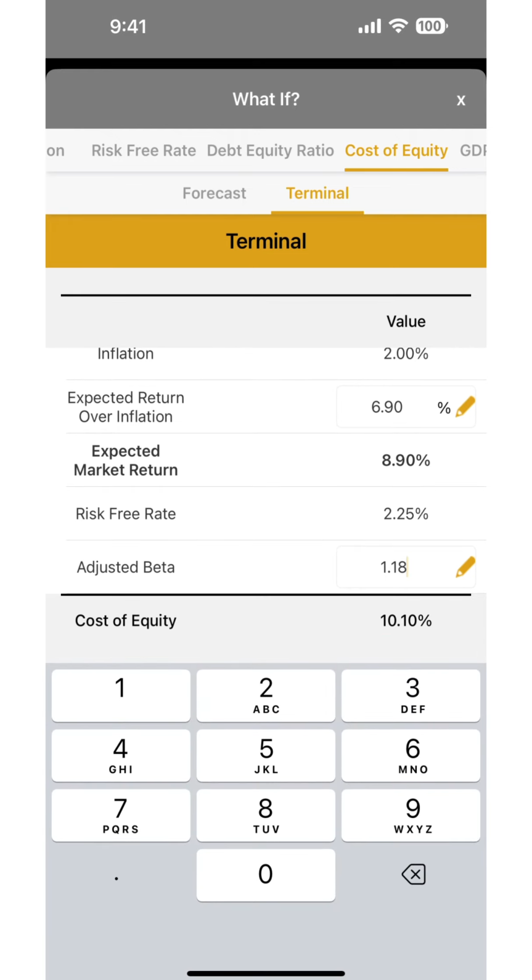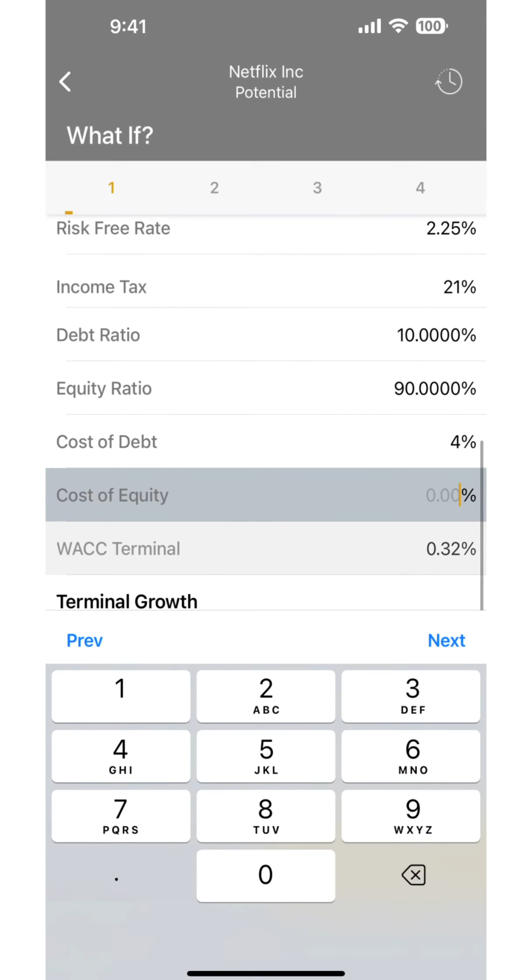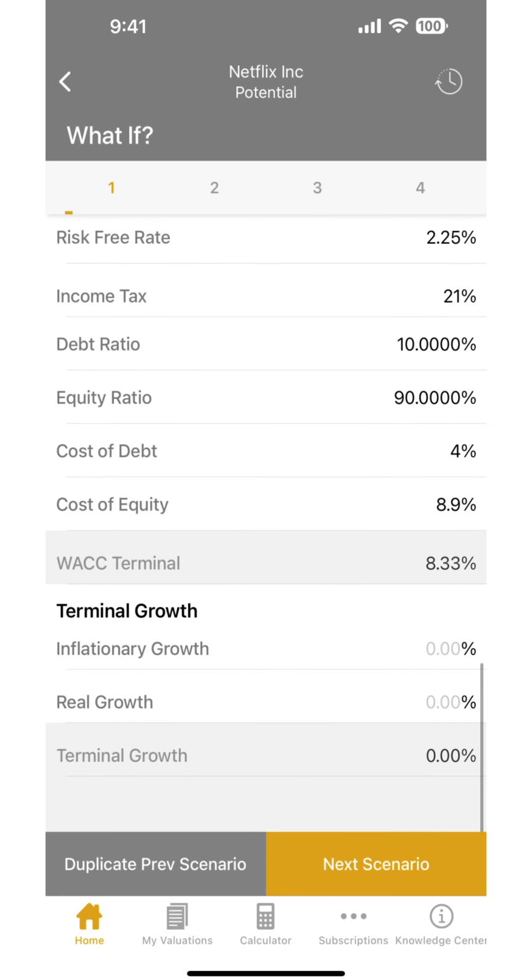We have iterated the beta for Netflix from 1.18 to 1 as we expect the beta to be closer to market returns. Thus, the recomputed cost of equity comes to 8.9%. We enter the cost of equity as 8.9%. The app will compute the weighted average cost of capital based on the assumptions entered.